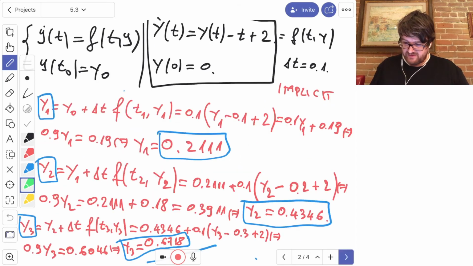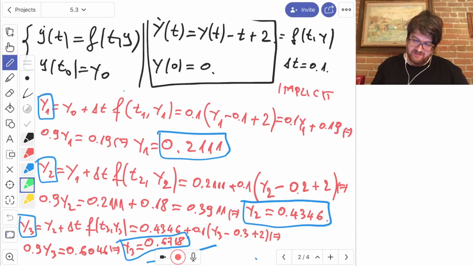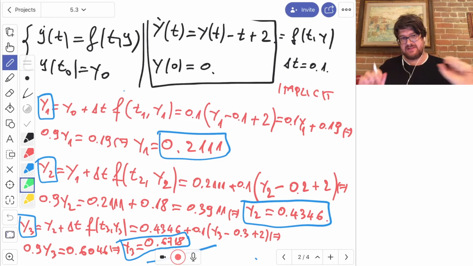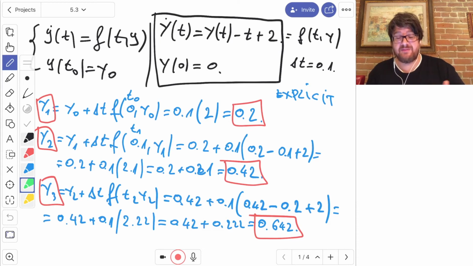Let's look at the third one. The third one is y of 0.3, which has the true value 0.65. And here the implicit is 0.67, so the difference is getting a bit bigger. And here the explicit is 0.642, so again the explicit one is close. This is not that surprising, you're going to see it often. But still the implicit one, even though maybe the error is bigger, is very, very stable. And the next example I will show is going to showcase the stability of the method.